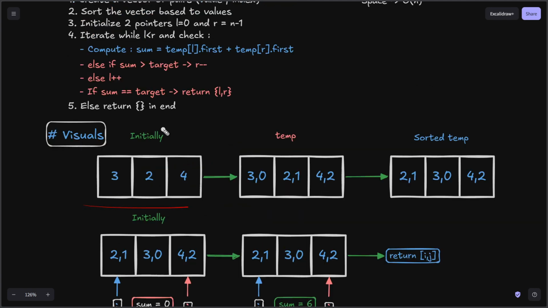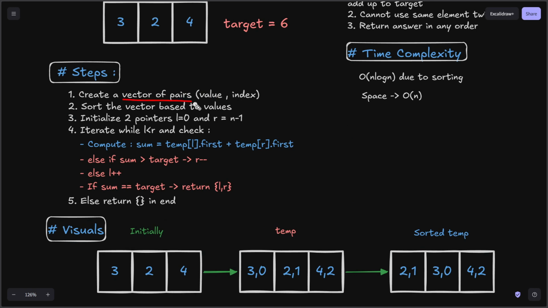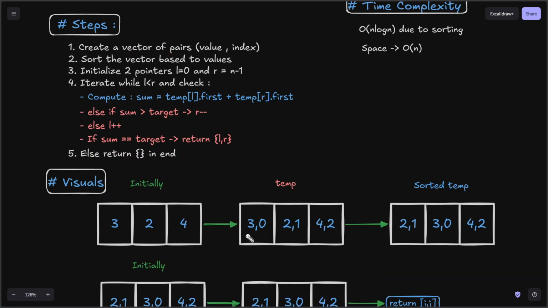So first, we had this array, then we are going to convert it to a temp vector where we store it on the basis of value comma index. So value comma index, value comma index. Next we are going to use the inbuilt sort function to sort this temp into sorted temp. Using the inbuilt function we directly sort it on the basis of the first values, not the indexes but the first values.